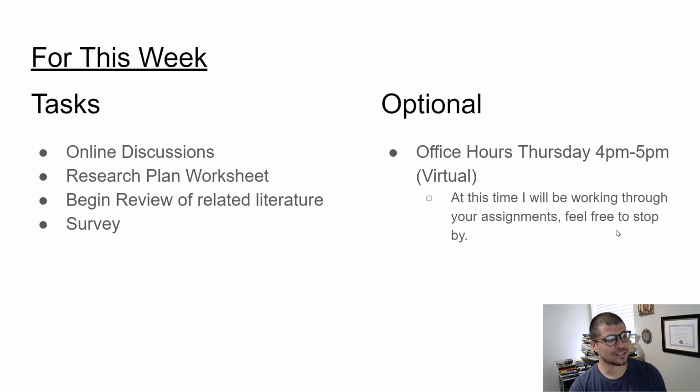Now for this week, the tasks are a little bit varied. First, we're going to continue to have some discussions. You're going to do your research plan worksheet, and then you're going to begin the review of your related literature. I also have a little mini survey where I'm going to ask you how many literature reviews you've done before. Some things that are optional: I have virtual office hours on Thursday from 4 to 5, where you can stop by and ask questions. Also at this time, I'm going to be creating my own research proposal alongside you. So if you want to know how I'm going about it, you can stop by and we can make it a working hour or lunch. What would we call that? Early dinner. So feel free to stop by if you need anything.